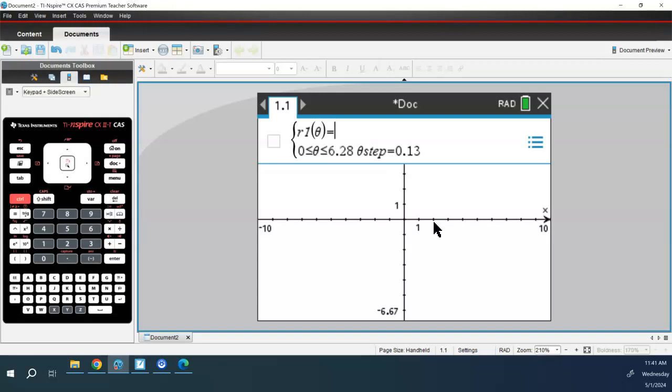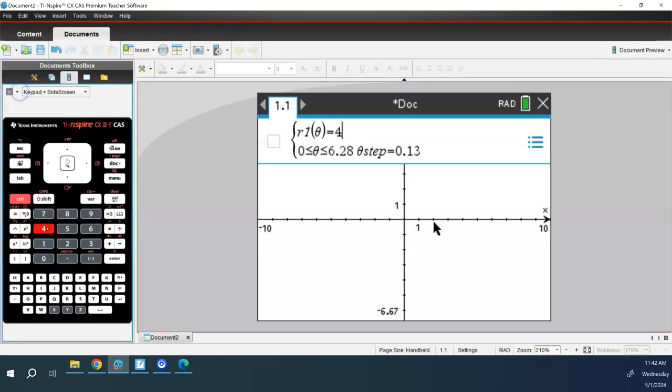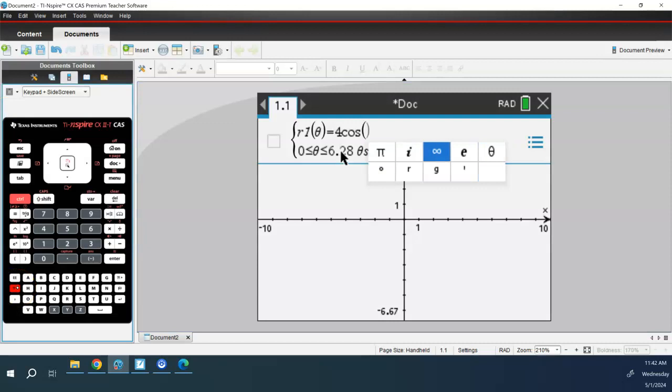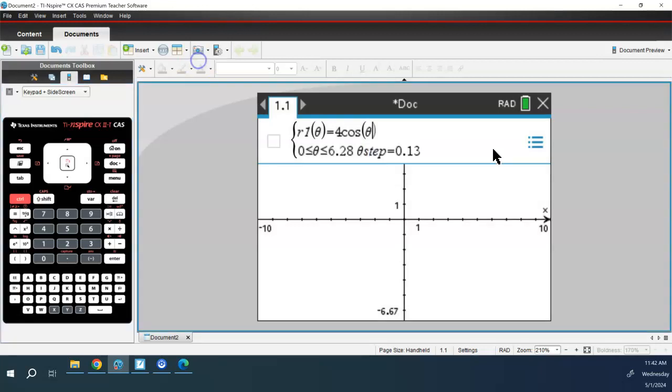Notice that it changes everything that we need it to be in. It changed to an R of theta, so we're a function of theta, which is what we want. We're going from 0 to 6.28, which is good if you're in radians. If you're in degrees, then you need to go from 0 to 360. Easiest way is to just change it to radians. Our function was 4 cosine of theta. Now, we gotta find theta. Theta is in the pi key. If you click on the pi key, theta is over here, right?